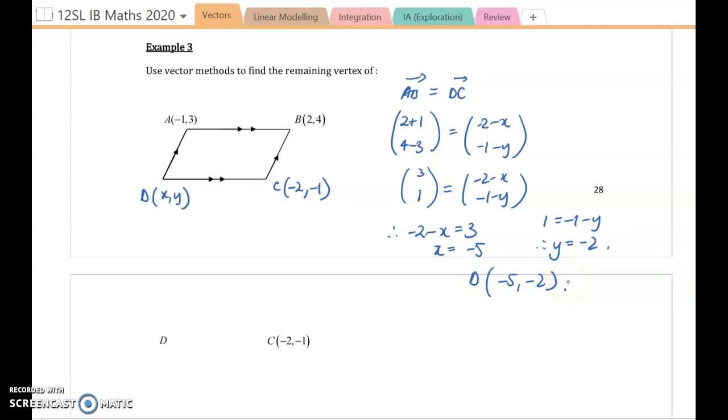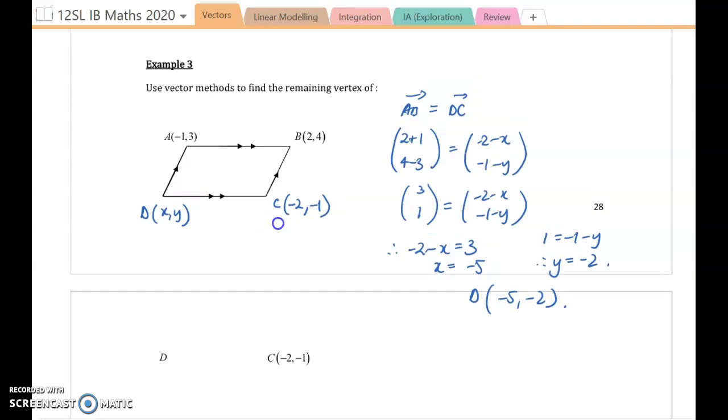You can use that knowledge, and you can go on to example 2 and finish them off.